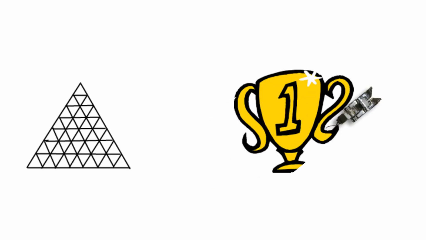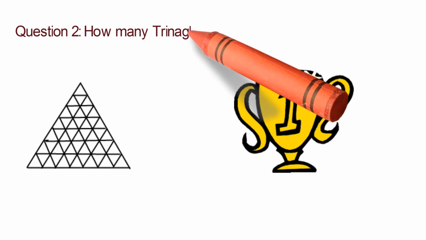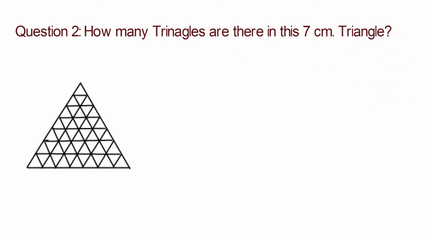Now let's quickly move on to a much bigger question. Such big questions are generally not asked in competitive exams, but we are a champion, right? So anyway, let's do it in less than 20 seconds. The question is, find the number of triangles in this 7 centimeter triangle. Well, you can actually pause the video and try it out.